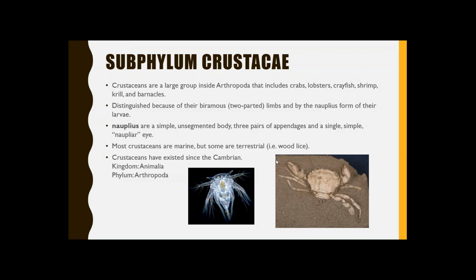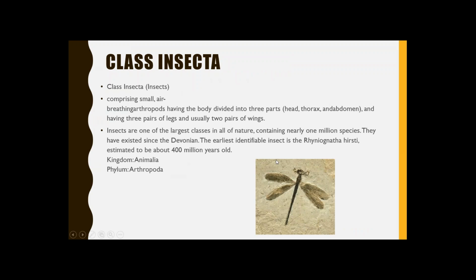Okay. So moving on, this is class Insecta, and this is also going to be under the arthropoda. So again, we're still going to see segmented bodies, and we're still going to see the exoskeletons, and we're going to see their jointed limbs. Under this class, these are going to be air breathing, so these are no longer marine. Unlike the crustacea, which are mostly marine, these arthropods have their bodies divided into 3 parts, including their head, their thorax, and their abdomen.